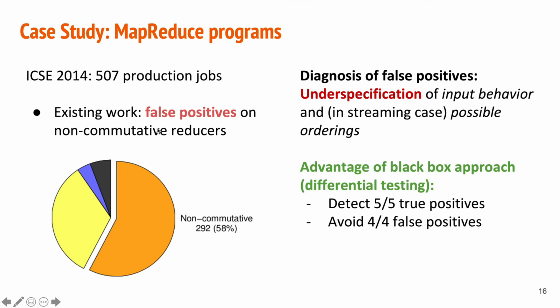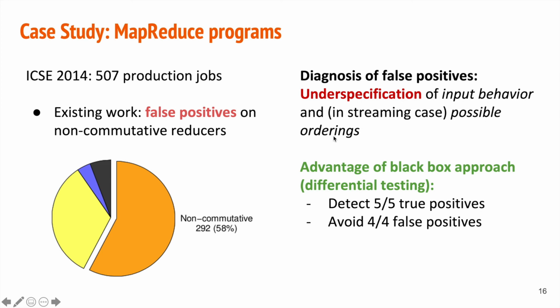And the problem with that is that a lot of existing work tries to test reducers for commutativity, and so it will actually result in a false positive on these non-commutative reducers. So basically, for 58% of these reducers in custom production jobs, existing work has a false positive. And the diagnosis, if you think a little deeper about it, is that existing work underspecifies the program behavior. In particular, it underspecifies the input behavior. So this is what results in the fact that the reducers are non-commutative. And it underconstrains the possible orderings that may occur.